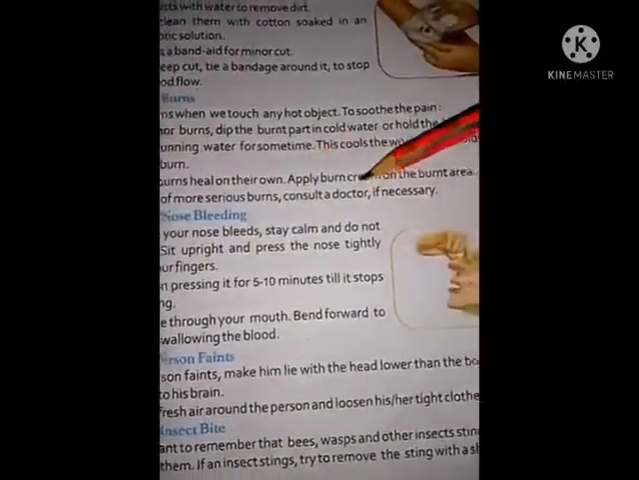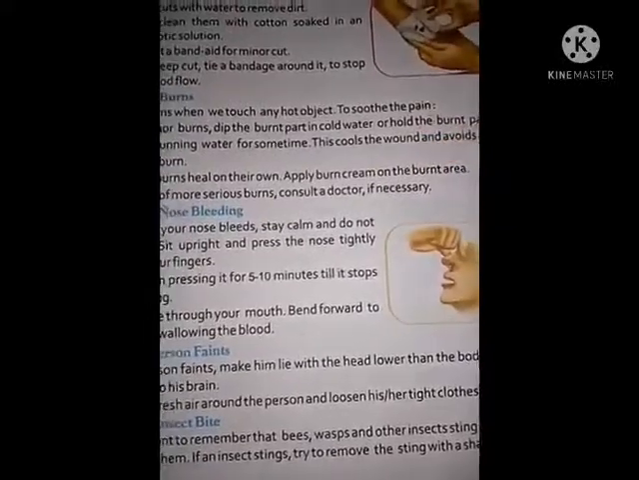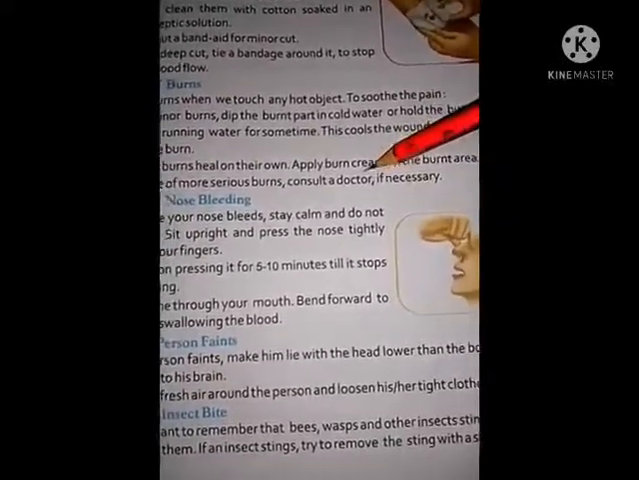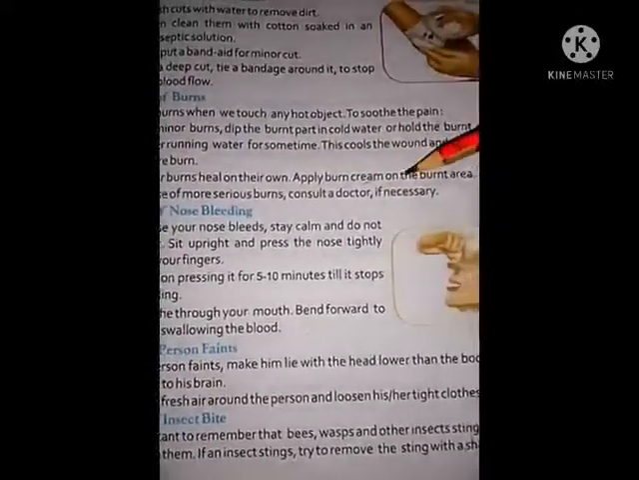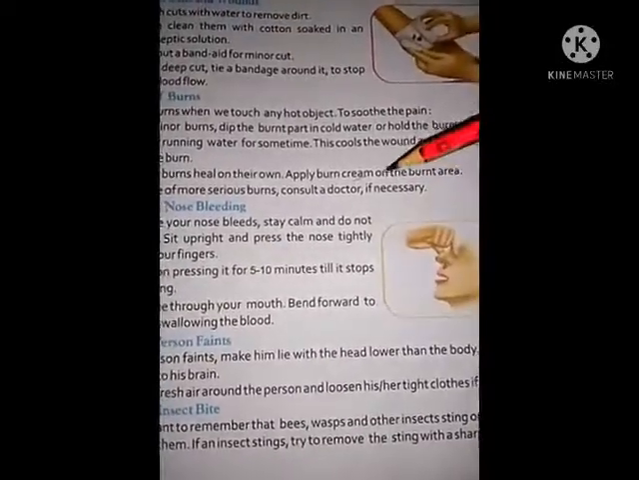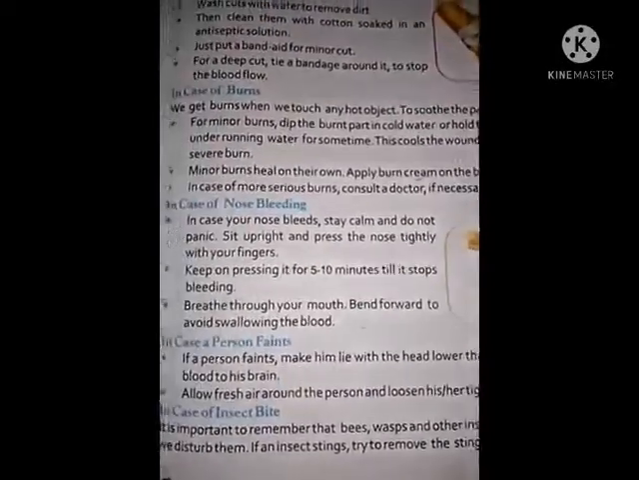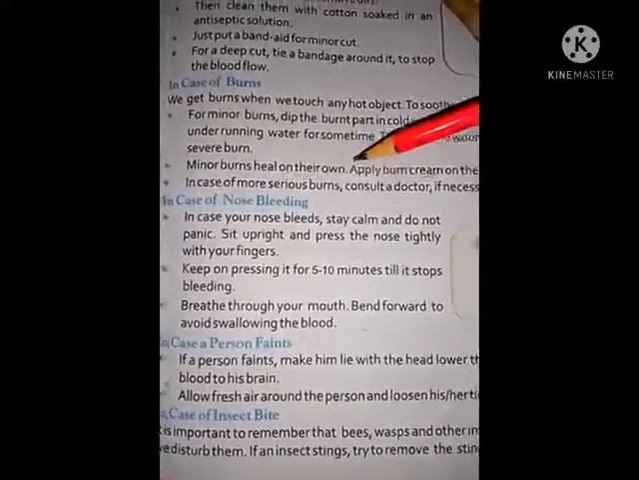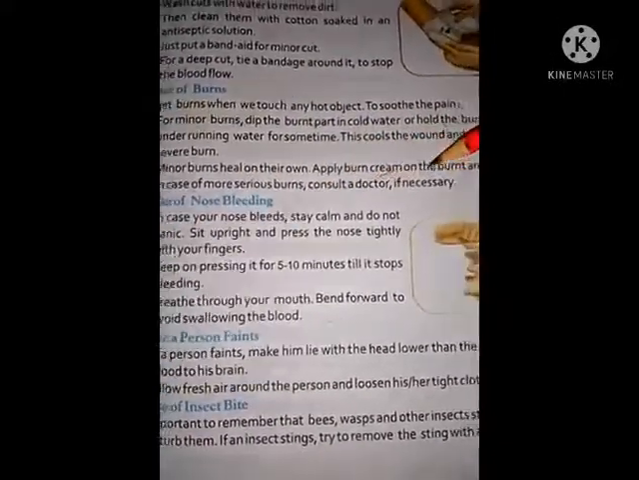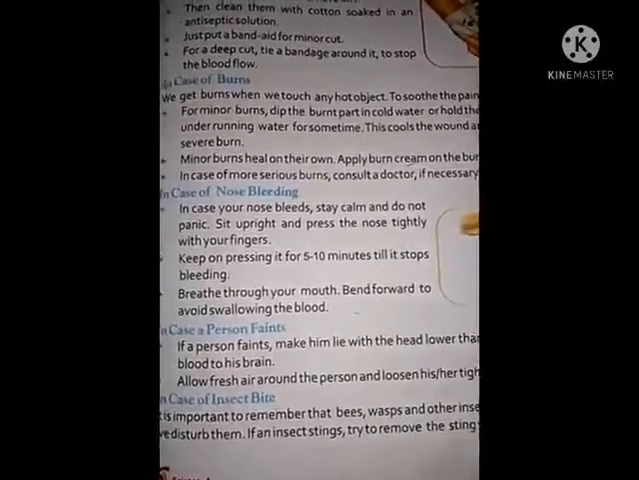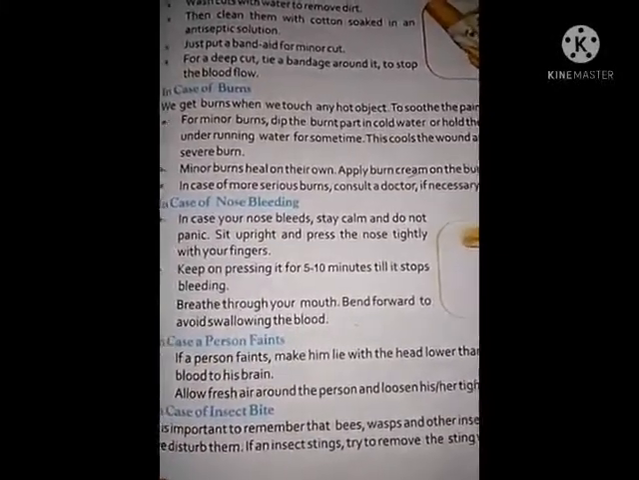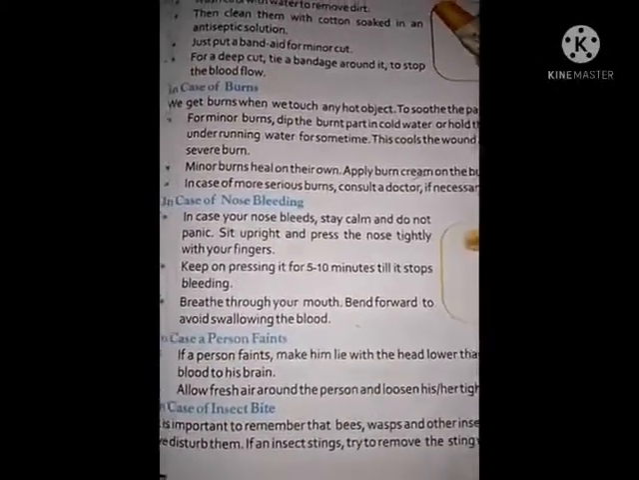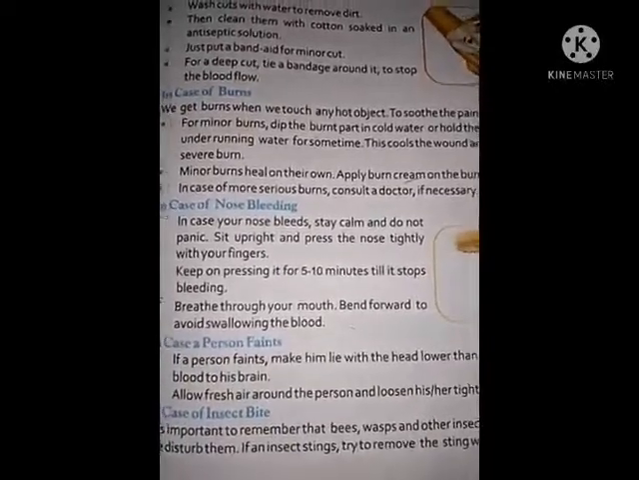Okay, apply burn cream on the burnt area. Just apply burn cream, which is easily available, on the burnt area. This is in case of minor burns. In case of more serious burns, consult a doctor if necessary.